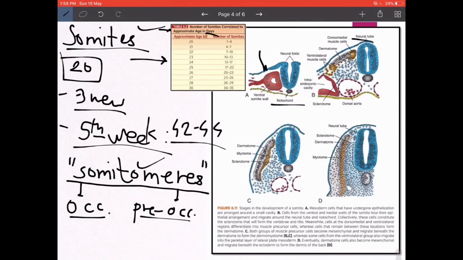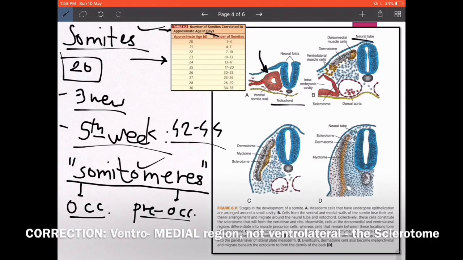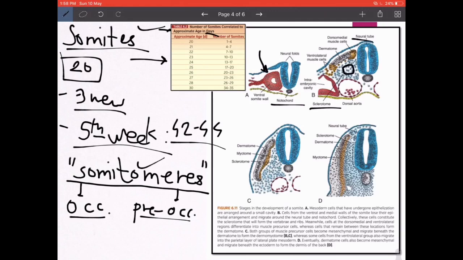This red colored donut here is a somite. Soon it starts differentiating into a ventrolateral region that is known as the sclerotome, and a dorsolateral region that is together known as the dermatomyotome. Okay, let's go to diagram number C. Here you can see the gray colored dermatome, intermediately the golden colored myotome, and the light blue colored sclerotome. Now I'm sure you already know what's happening here.